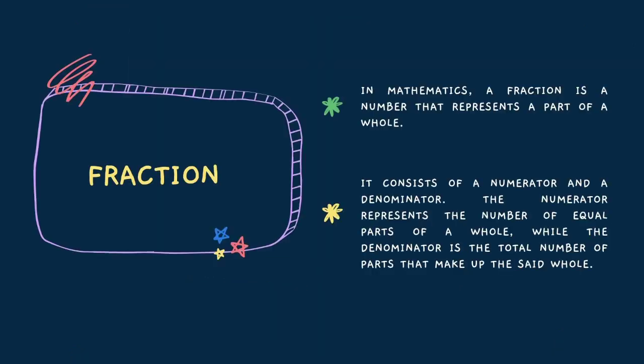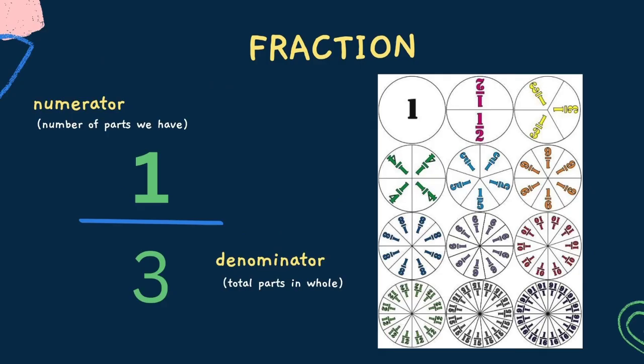In mathematics, a fraction is a number that represents a part of a whole. It consists of a numerator and a denominator. The numerator represents the number of equal parts of a whole, while the denominator is the total number of parts that make up the said whole. In a fraction, we have our numerator, or the number on top, which is the number of parts we have, and we have the denominator, or the bottom number, which is the total parts in the whole.